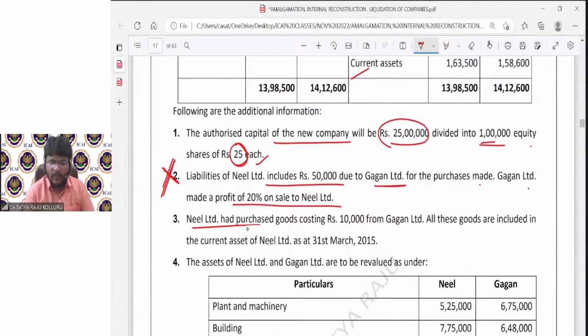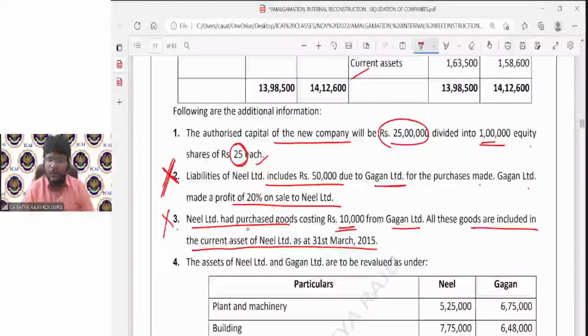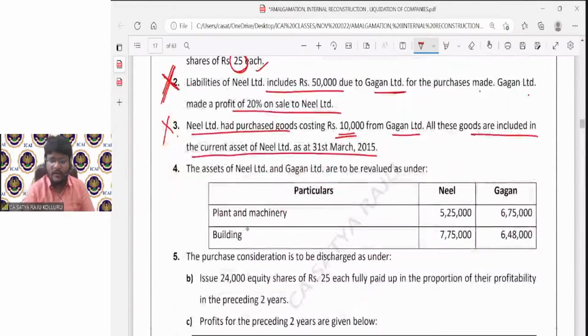Next, Neil Limited had purchased goods costing 10,000 from Gagan Limited. All these goods are included in the current assets of Neil Limited. This is also not required. Point number 2 and point number 3 are only related to providing the stock reserve and intercompany owings while providing the accounting treatment in the books of the purchasing company. The assets of Neil Limited and Gagan Limited are to be revalued as under: plant and machinery and building. These are the revalued figures. Why these revalued figures are given, we don't know. If you read the problem till the end, then you may connect the dots.